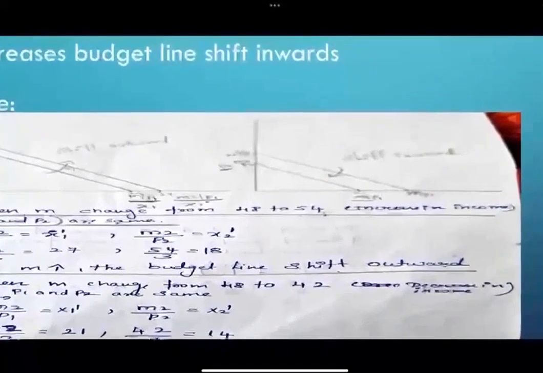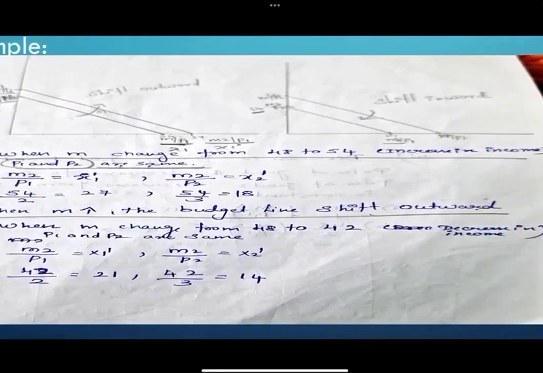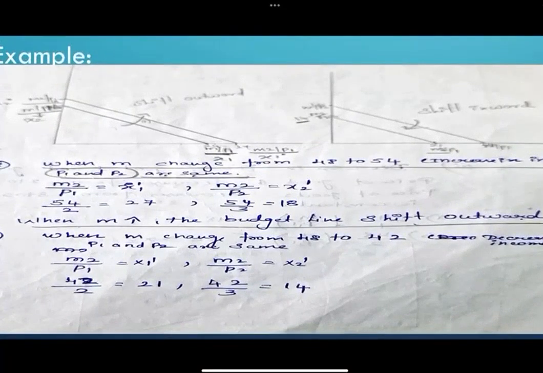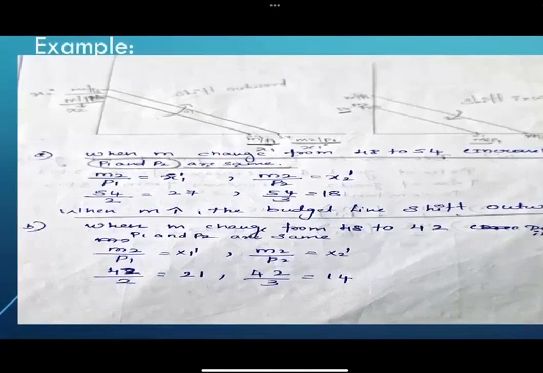And similarly, the budget line can shift inward. Why does the budget line shift inward? Because income decreased from 48 to 42. First you have income 48 and the income has decreased to 42. After your income has decreased, you will consume much less.